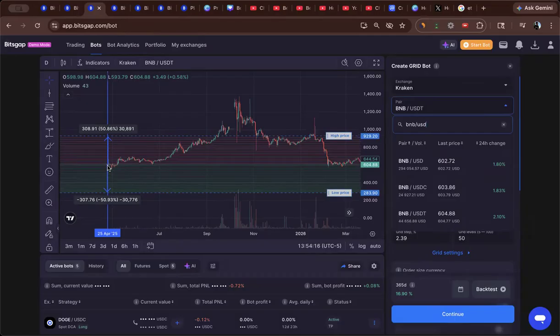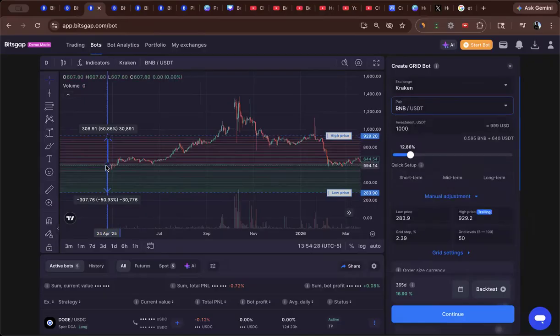So I went back to the initial date that BNB was offered on Kraken using USDT, and it was April 25th of 2025. Then I went onto that candle, measured 50% up and 50% down, and moved my grid to those levels. I clicked and dragged it so that it would encompass this entire range.